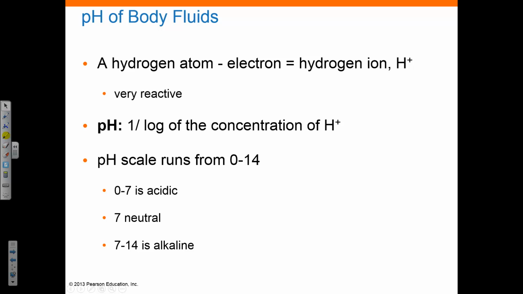pH is used as a measure of hydrogen ion concentration and is defined mathematically as 1 over the log of the concentration of hydrogen ions, or alternatively as the negative log of the concentration of hydrogen ions. The pH scale itself runs from 0 to 14, where the range from 0 to 7 is considered acidic, 7 is considered neutral, and 7 to 14 is known as the alkaline or basic range. pH and hydrogen ion concentration are inversely related, which means if one goes up, the other goes down.